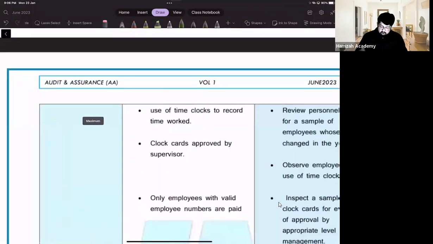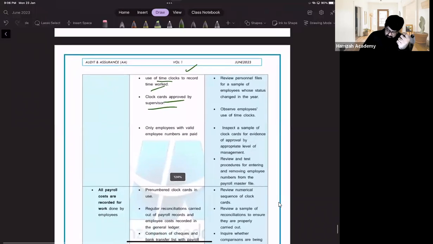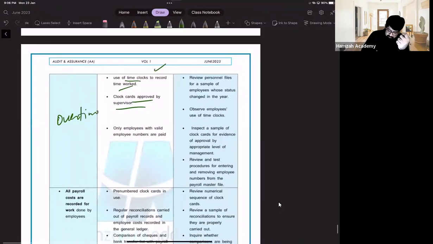And then use of time clocks to record time worked. Time clock or time sheets or the attendance, biometrics, whatever it is, can vary from company to company. And that must be approved, especially overtime work. It must be approved by the supervisor.